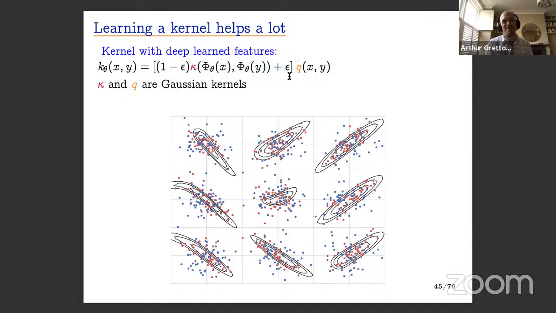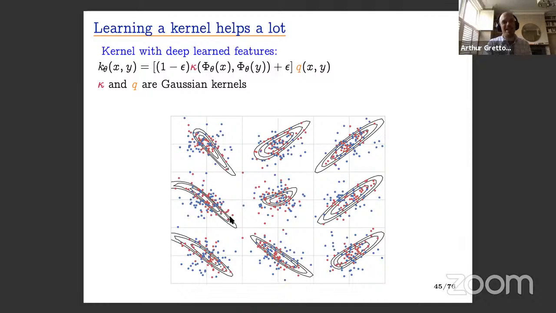So this is a little bit of a heuristic thing, where I've got a combination of a Gaussian kernel on deep features and a Gaussian kernel overall. This is just something that we found was helpful to get good tests out. So this is an engineering solution. Nonetheless, this kernel is characteristic because I've got this epsilon times a characteristic kernel. So ultimately, this kernel will always be able to tell the difference between samples of P and Q.